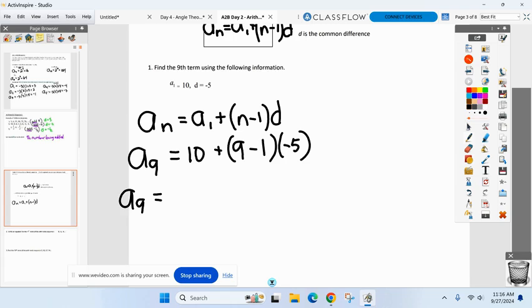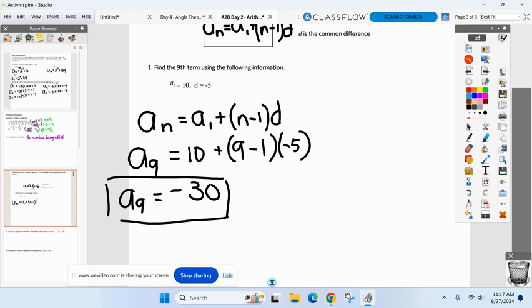I would use the parentheses as well. So that's the ninth term, negative 30. That's easy. Questions there?